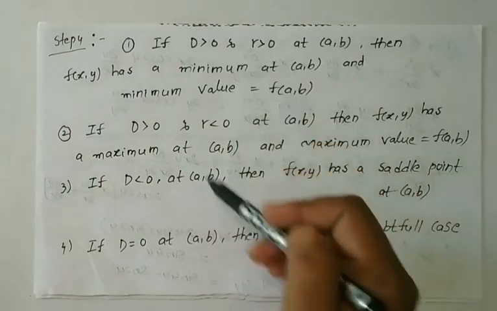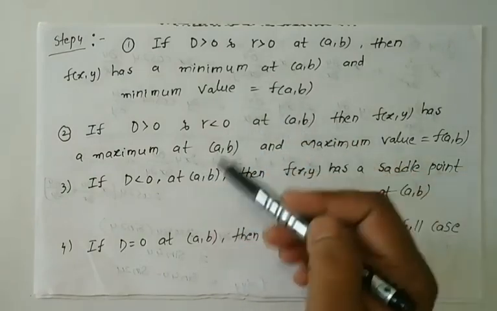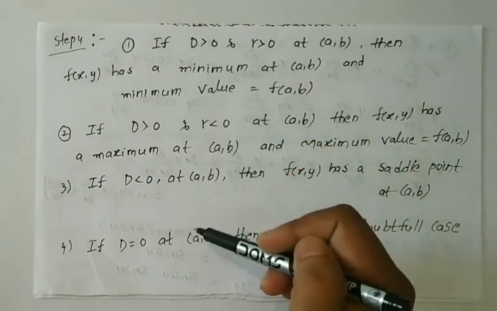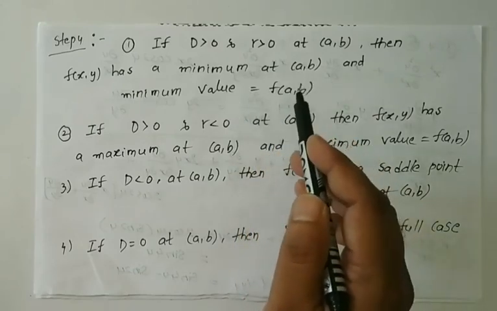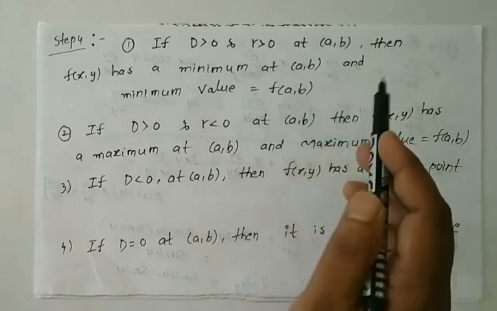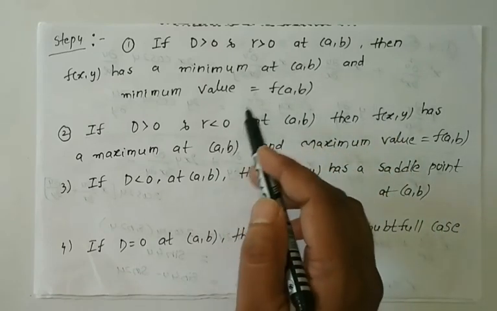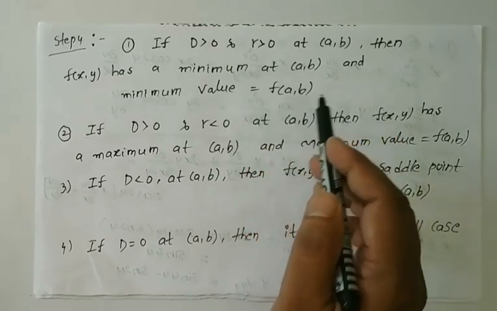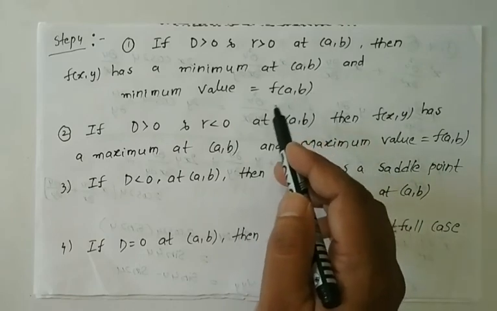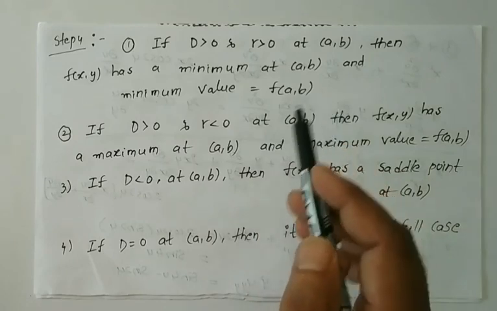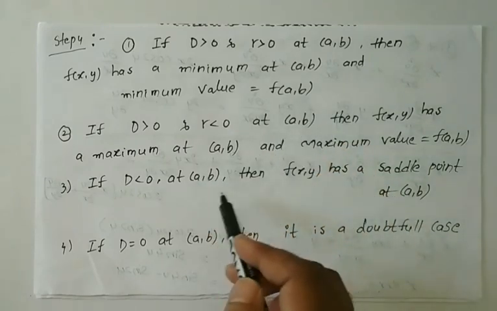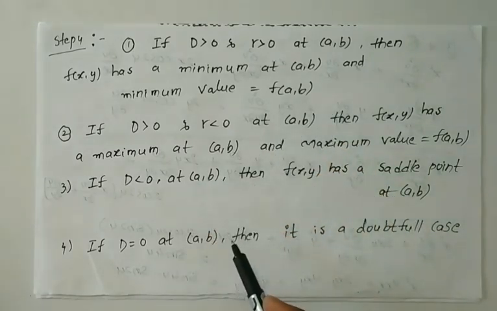Remember all these four conditions. If D greater than 0 and r greater than 0, then f(x) has a minimum value at the point (a, b). If D greater than 0 and r less than 0 at the point (a, b), then f(x) has a maximum value at the point (a, b). If D less than 0, it is a saddle point. If D is equal to 0, we cannot say anything about the point (a, b).